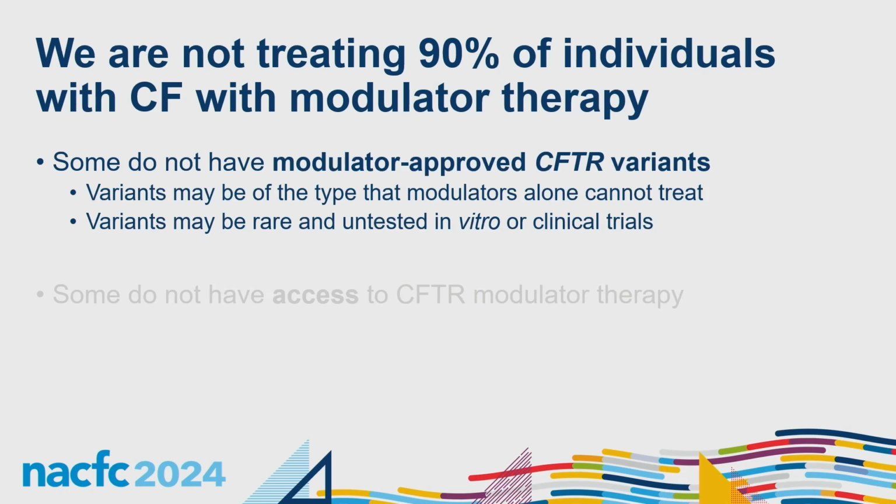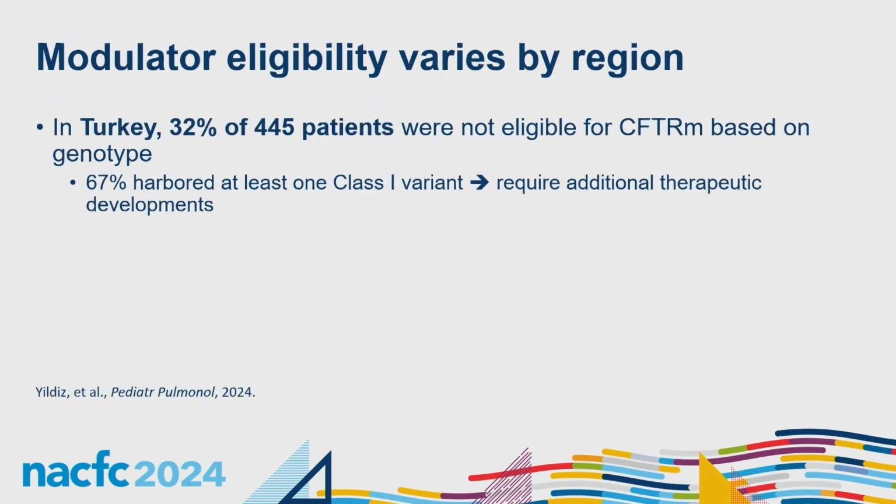But the second category is people who have rare variants that might respond to modulators, and we just haven't tested them. We also know that eligibility for modulators varies by region. So in Turkey specifically, just under a third of 445 patients from a single center were reported to be ineligible for modulators based on genotype. Now, about two-thirds of that group did harbor at least one class 1 variant. Those are the types that are not going to respond to modulators alone. We need additional therapy. But that means that the other third of that third probably just has a rare variant that needs to be tested.